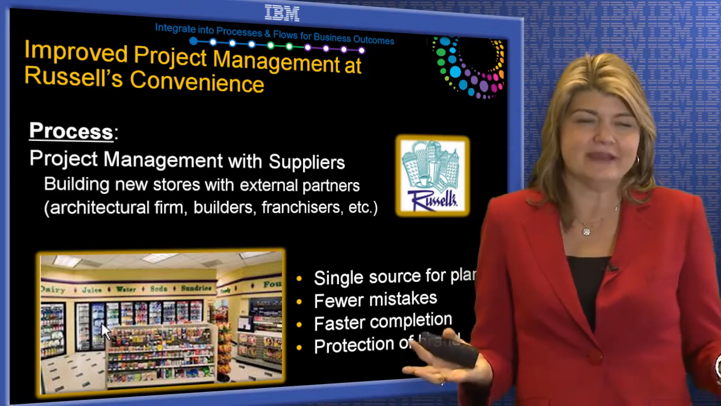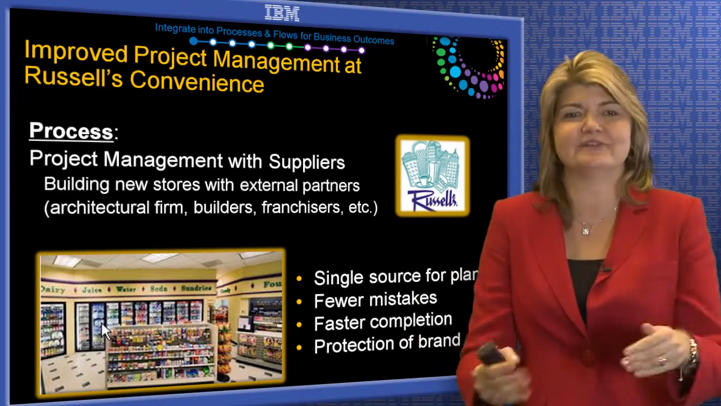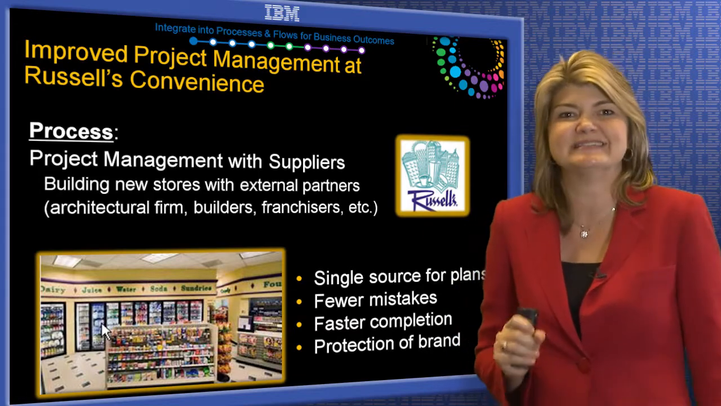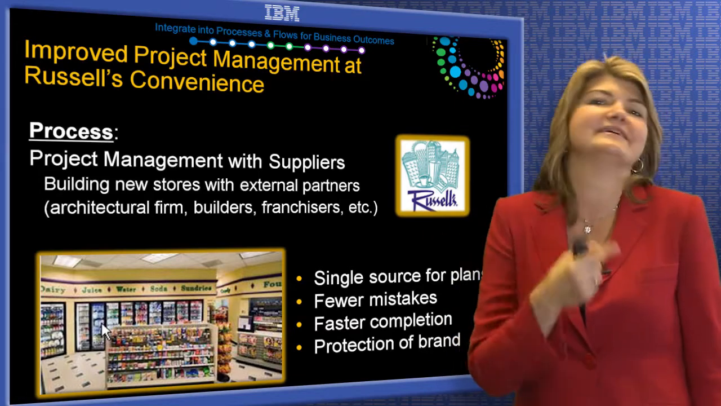So this is our step one. Figure out your business process, where social can add value, and really where it could drive a business outcome, and get started with that cross-functional team.